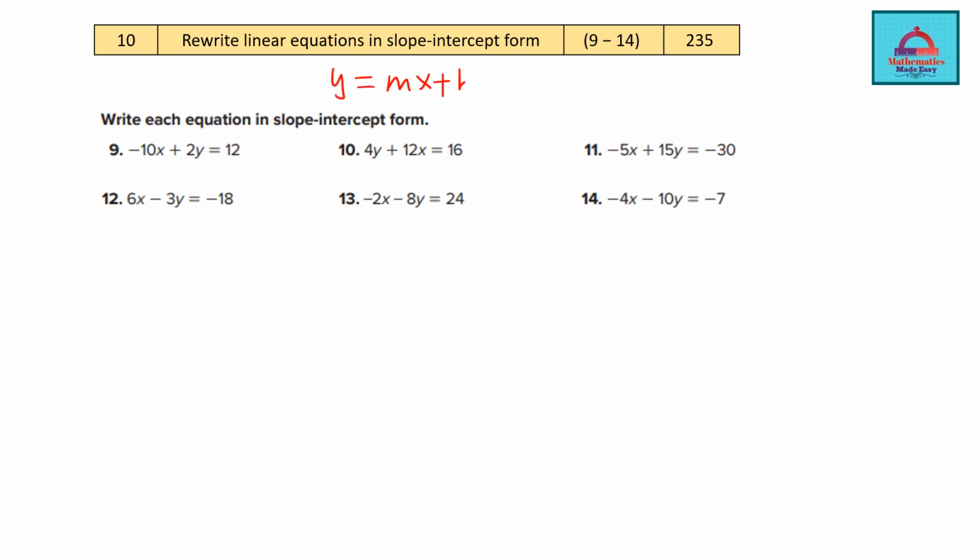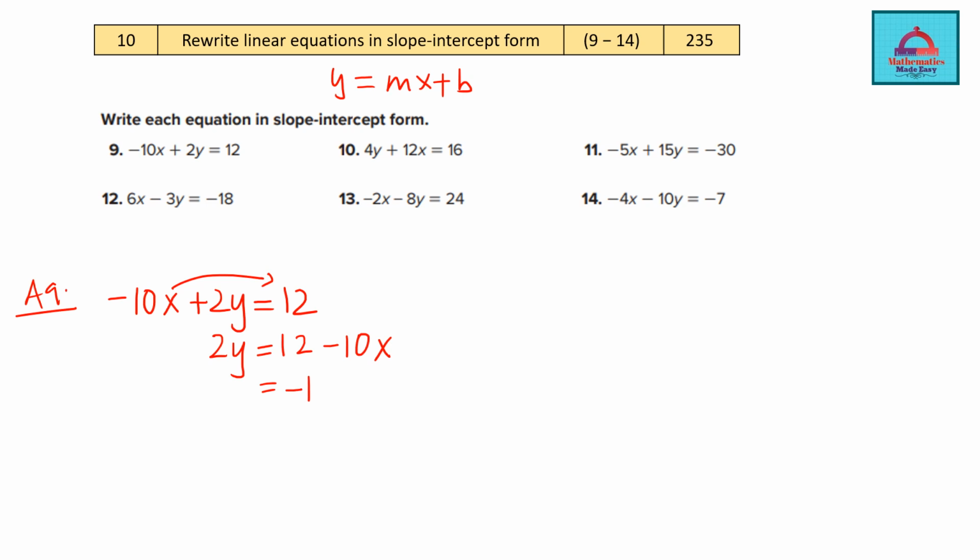Okay, write each equation in slope-intercept form, that is y equal to mx plus b form. So here you are given, let's do one question. Minus 10x plus 2y equal to 12. So this is not in slope intercept form. This is in standard form. So we have to convert it into slope intercept form. That means we are going to keep the y here and move the other term to the other side. So this becomes 12 plus 10x, or you can write in a better way 10x plus 12. I've written this because I first want x and then the number. So 2y is this. Now I divide by 2 on both sides.